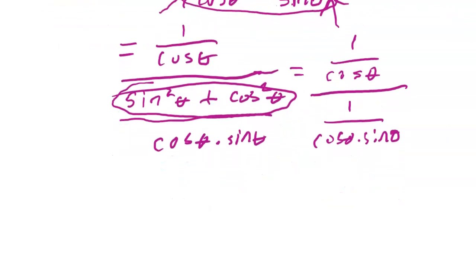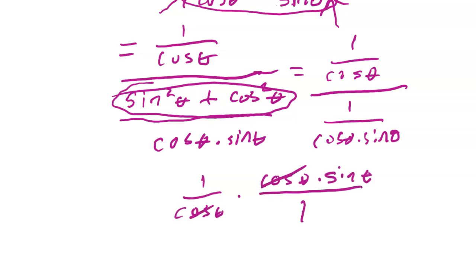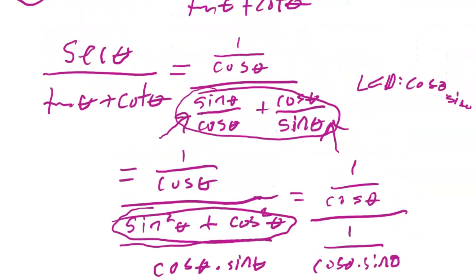When we're dividing fractions, we multiply by the reciprocal. And so we get 1 over cosine theta times cosine theta times sine theta. And then these cancel out, and you just get sine theta as your answer. That's a pretty decent problem.